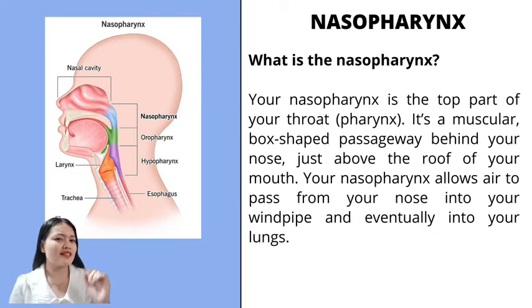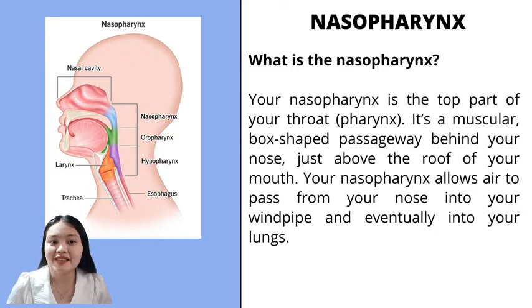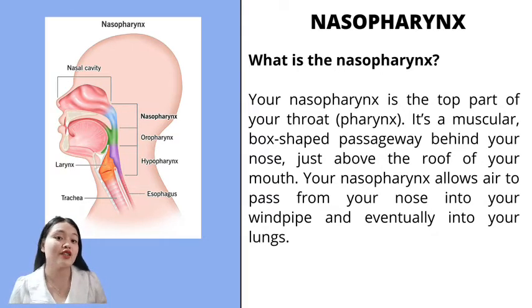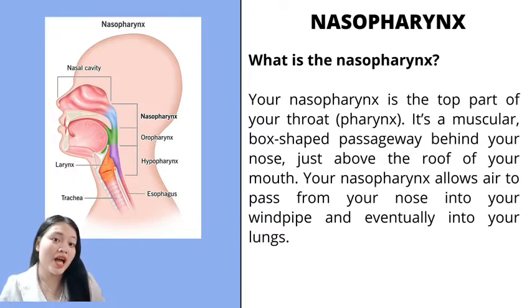So first, what is the nasopharynx? Your nasopharynx is the top part of your throat or pharynx. It's a muscular, box-shaped passageway behind your nose, just above the roof of your mouth. Your nasopharynx allows air to pass from your nose into your windpipe and eventually into your lungs. Let me inform you that the size of your nasopharynx varies among people. It's about 2 centimeters in diameter and 4 centimeters long.